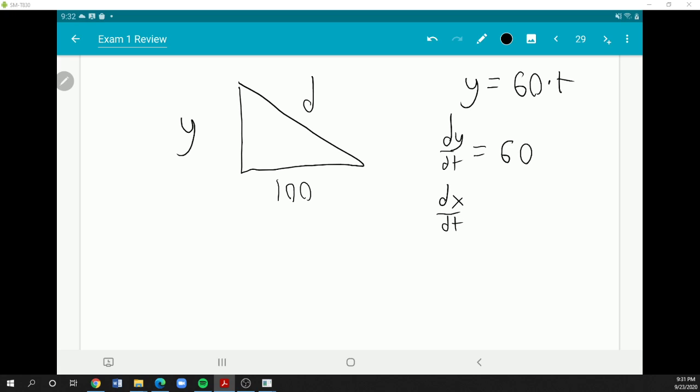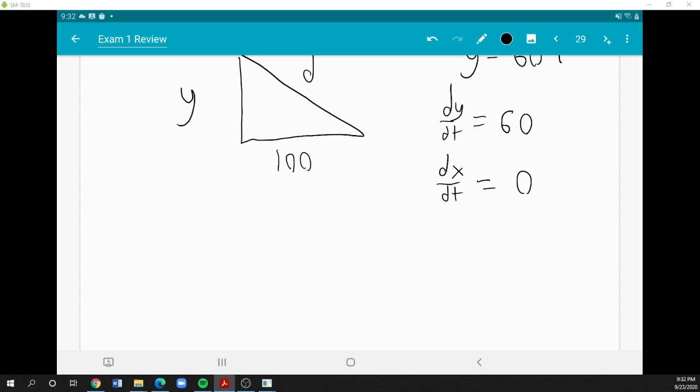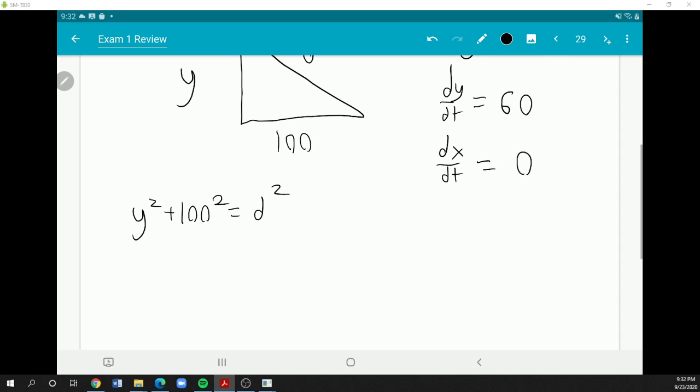Here it feels weird to write dx/dt, but that's kind of 0 because the x distance between them is always 100. I might need that, I might not, but I'm just going to write it down. How are all these things related? So this is where I find out I didn't need to write that. y squared plus 100 squared is d squared. So take a derivative.